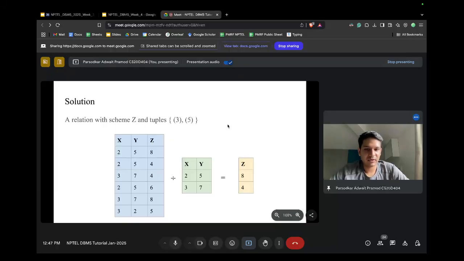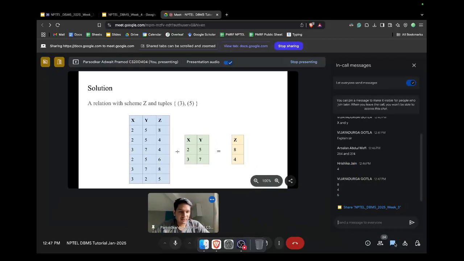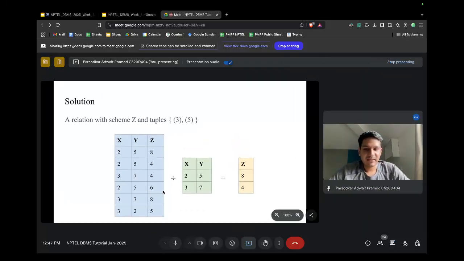in the output. So this is the answer. This is how the answer would look. 6 would not be a part of the answer because if you take z equal to 6 and combine it with the green table, you get 256 and 376. We see that 256 is in the blue table, but 376 is not there in the blue table. So therefore 6 will not be a part of the output.